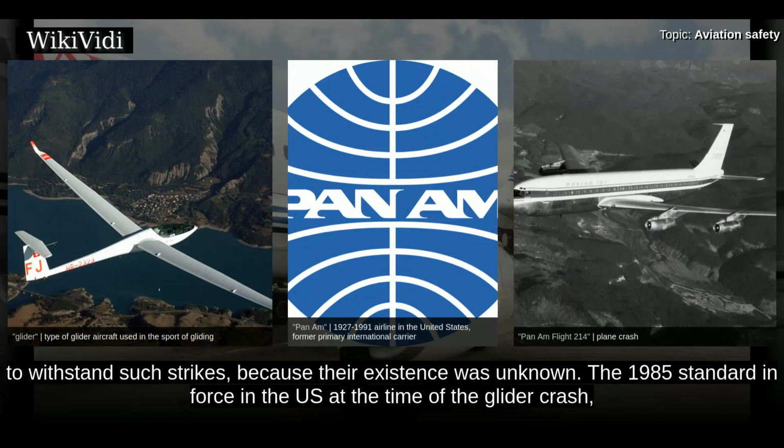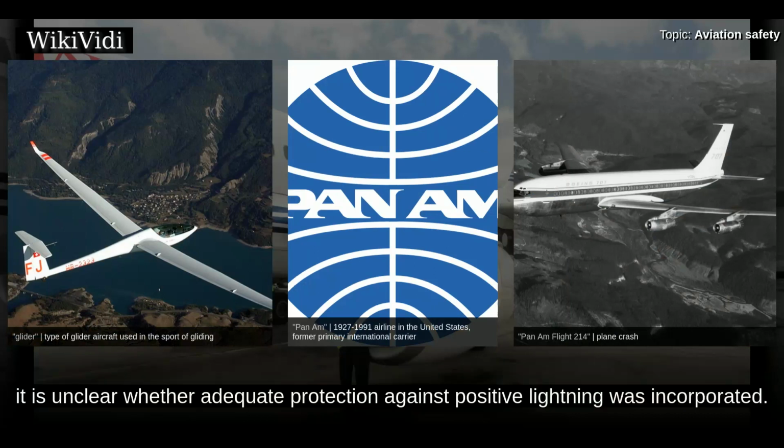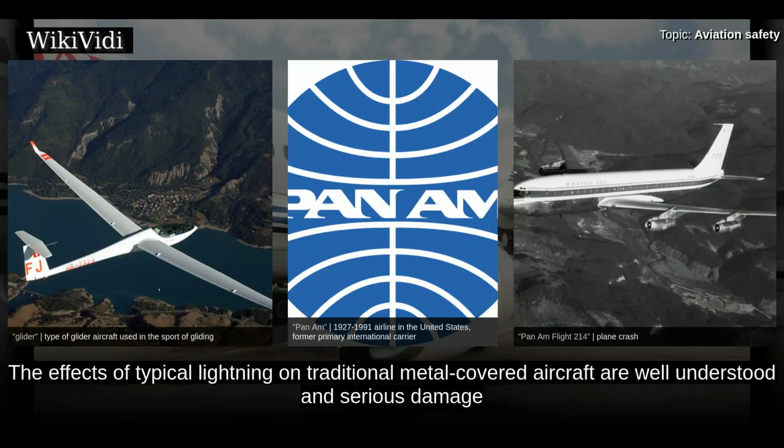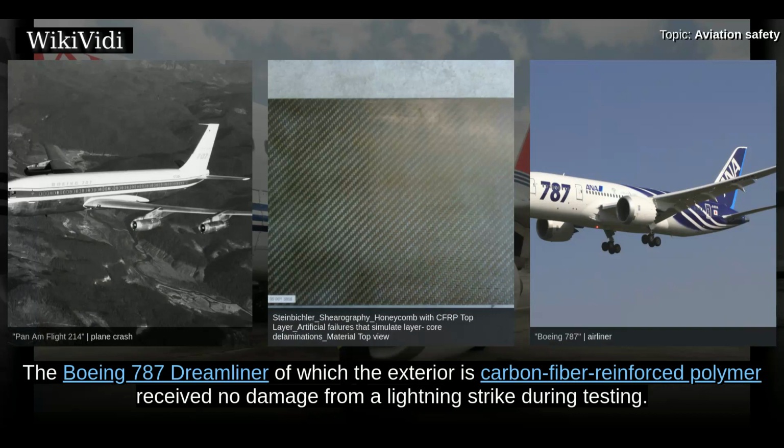The 1985 standard in force in the US at the time of the glider crash, Advisory Circular AC 20-53A, was replaced by Advisory Circular AC 20-53B in 2006. However, it is unclear whether adequate protection against positive lightning was incorporated. The effects of typical lightning on traditional metal-covered aircraft are well understood, and serious damage from a lightning strike on an airplane is rare. The Boeing 787 Dreamliner, of which the exterior is carbon fiber reinforced polymer, received no damage from a lightning strike during testing.